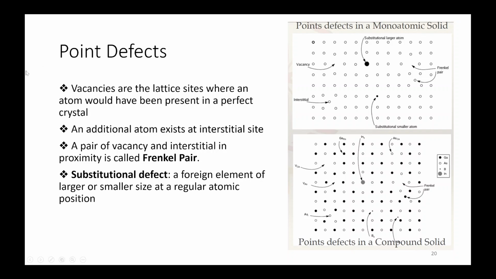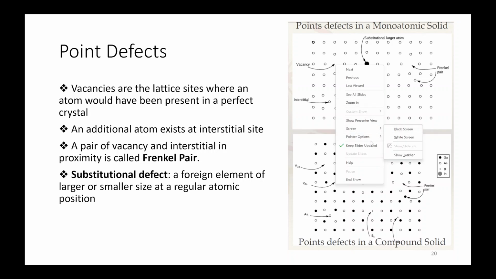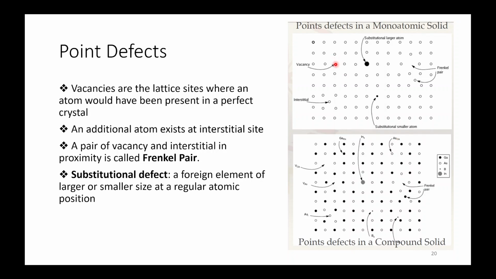So vacancies are lattice sites where an atom would have been present in a perfect crystal. For example, it is shown here. One atom is missing from this site and it is a vacancy. Now if another atom goes into an interstitial void part of the crystal, then it will be an interstitial type of defect. An additional atom exists at an interstitial site, and there can be a pair of vacancy and interstitial in proximity, then it will be called a Frenkel pair.